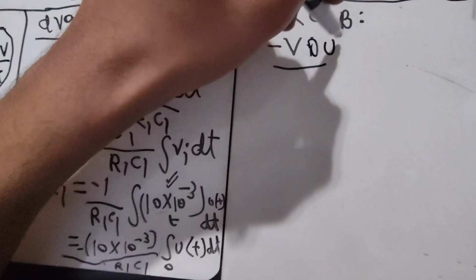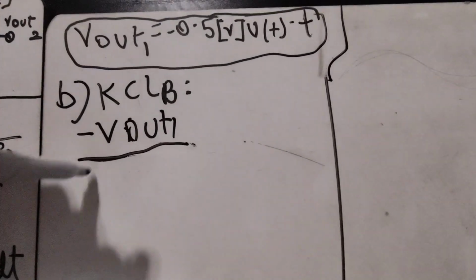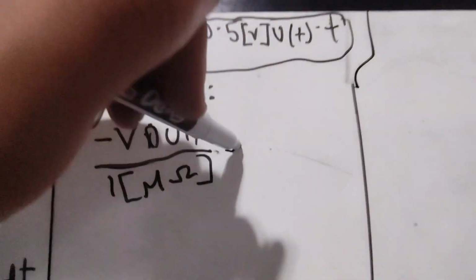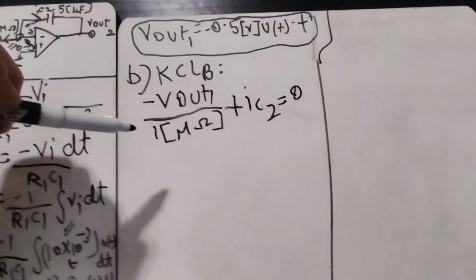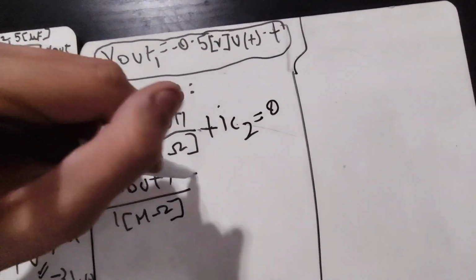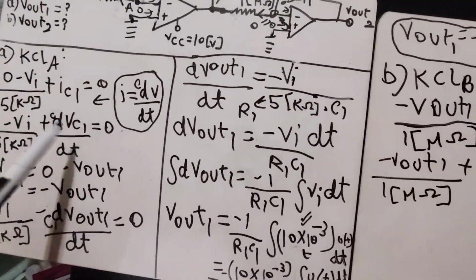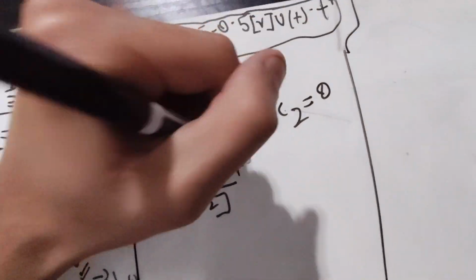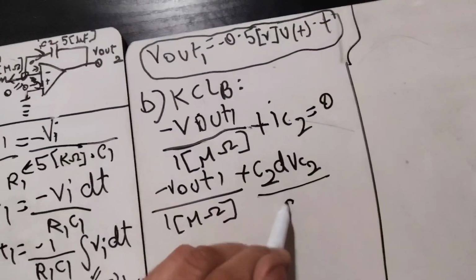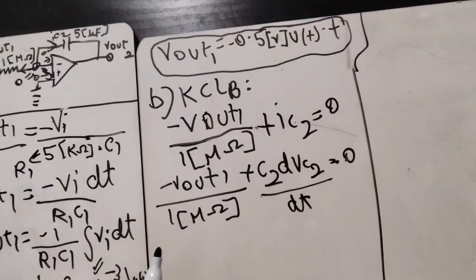This is going to be negative Vout1 over 1 mega ohm, which is this one, plus IC2 equals 0. Now we know IC2 is again C2 dVC2 over dt, just like IC1 was C dVC1 over dt for capacitor 1. So we get Vout1 over 1 mega ohm plus C2 dVC2 over dt equals 0. We got this equation.